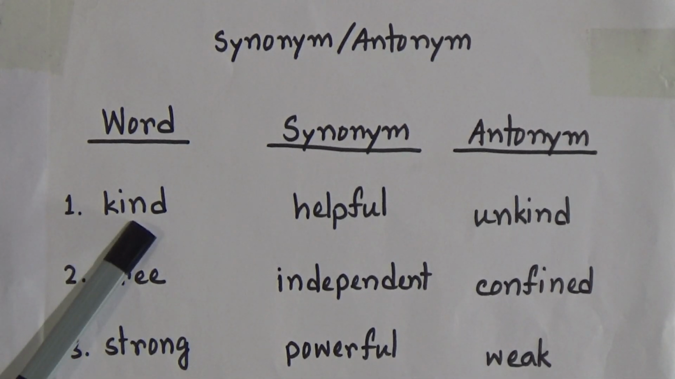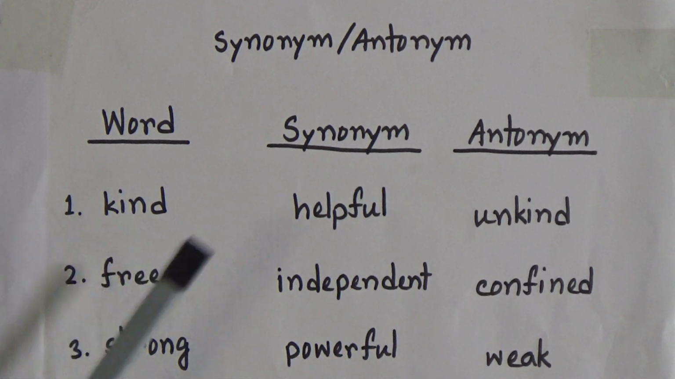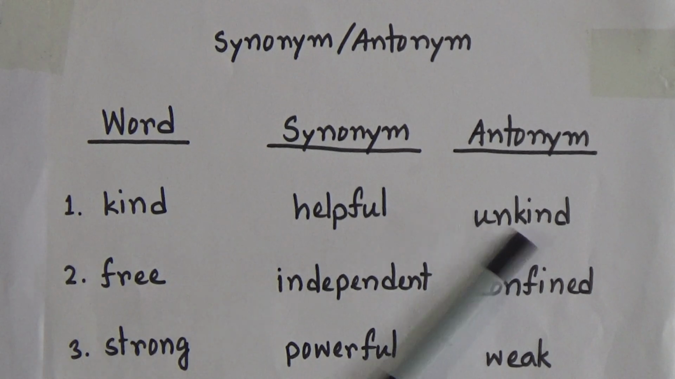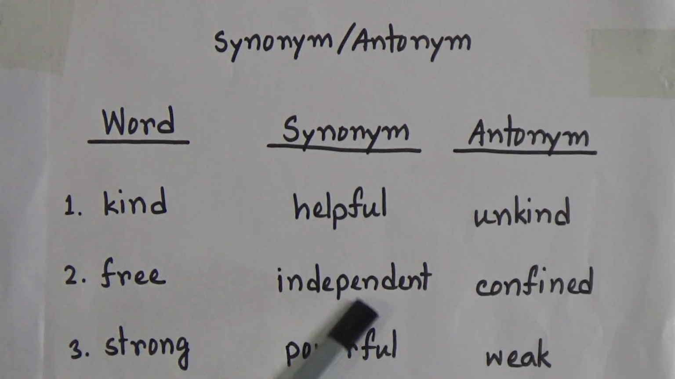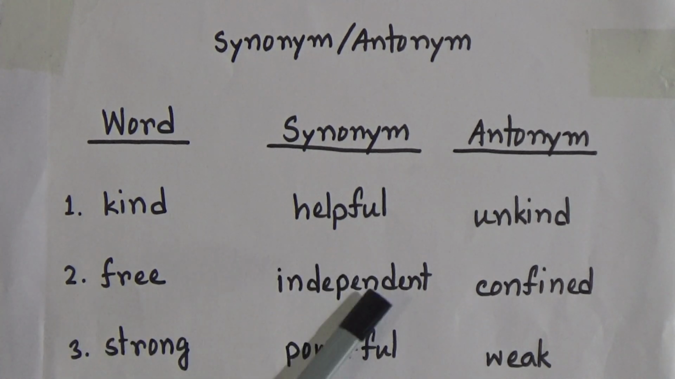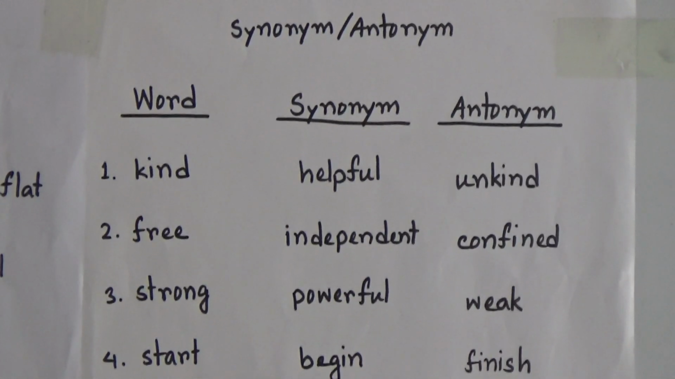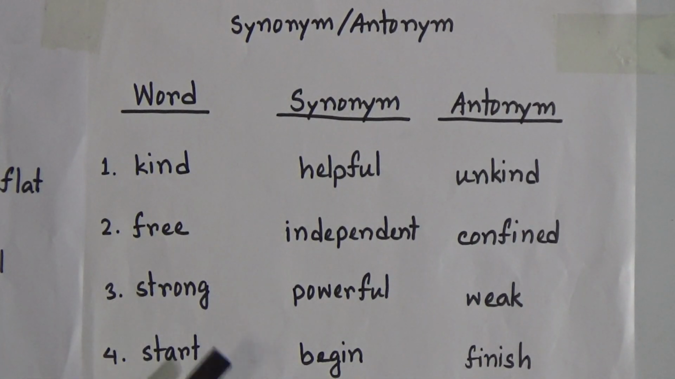Number 1, kind. Synonym helpful, antonym unkind. Number 2, free. Synonym independent, antonym confined. Number 3, strong. Synonym powerful, antonym weak. Number 4, start. Synonym begin, antonym finish. So there are 4 synonyms and antonyms.